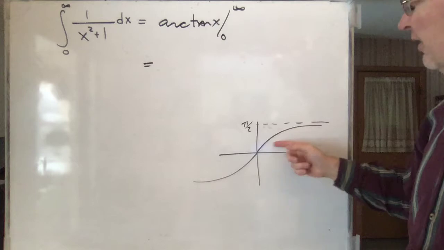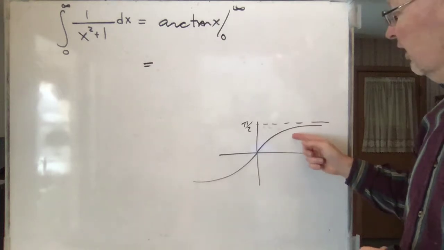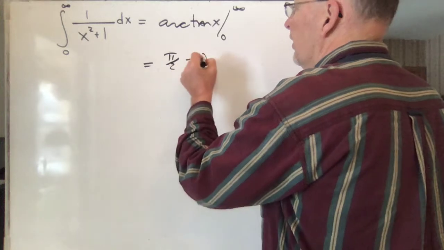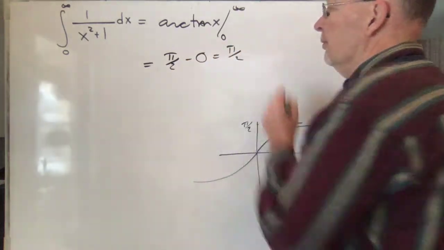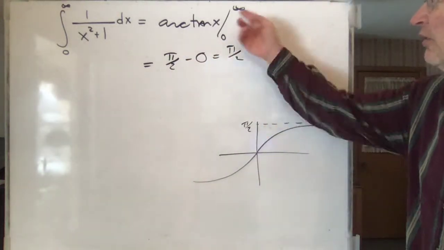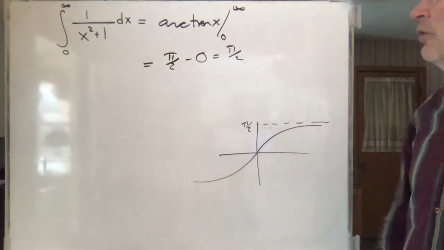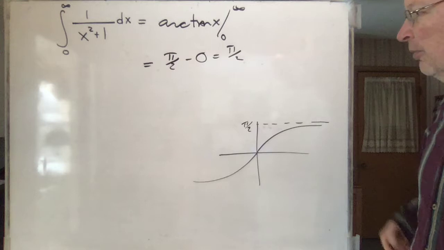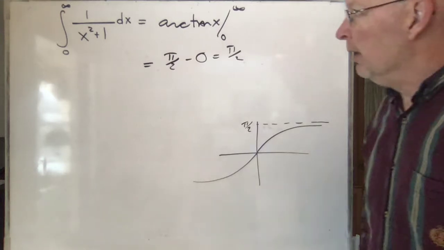The arctan of x, as x becomes larger and larger, approaches pi over 2. Minus 0 is pi over 2. So it just saves some of that work. You just understand that that's what you're doing. Okay, so that's the way I'll do them from now on, just because it makes things easier.